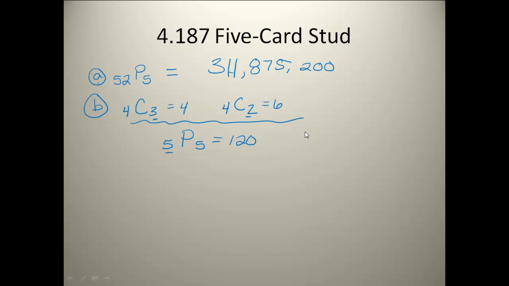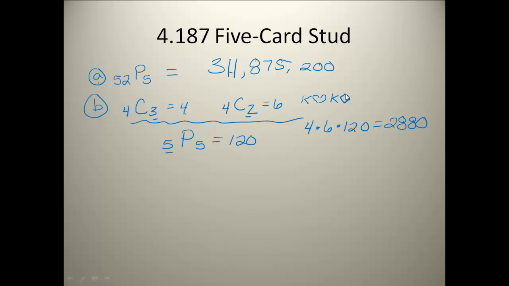So altogether, I'm going to have 4 times 6 times 120 because I've got 4 different ways of choosing 3 kings. I have 6 different ways of choosing 2 queens, and once I have that particular thing chosen, I have 120 different ways of arranging them. Multiply that together and you're going to get 2,880.